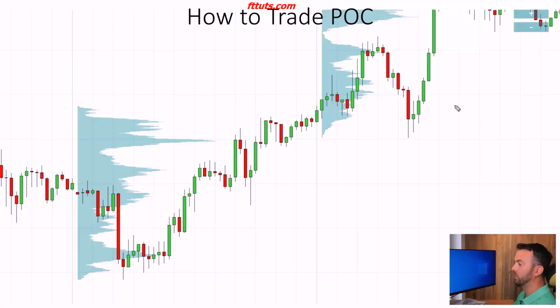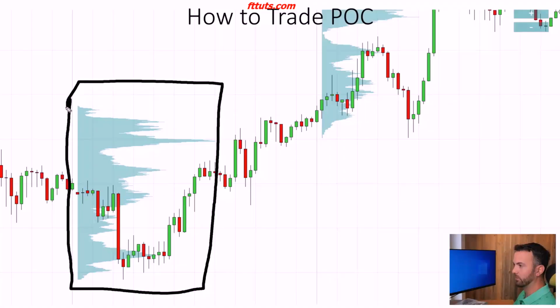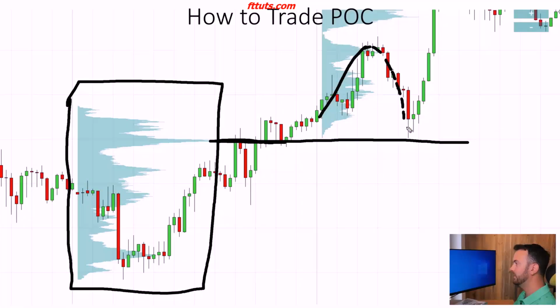Now here we have a long trade scenario. Take a look at this daily volume profile. The point of control is right here. You draw the line, and you need to see the price move away from the point of control, make a pullback to it, and when it hits your level, then you go long from there, all right? So that's the long trade scenario. From here, you go long.